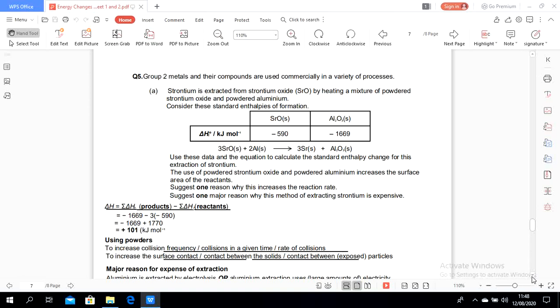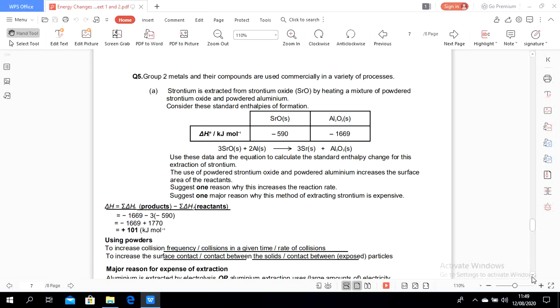Group 2 metals and their compounds are used commercially in a variety of processes. Strontium: extraction of strontium from strontium oxide by heating the strontium oxide with aluminium. So there is a metal displacement. We know aluminium is a reactive metal, and strontium is less reactive. So aluminium can displace the strontium, which makes the strontium extracted.